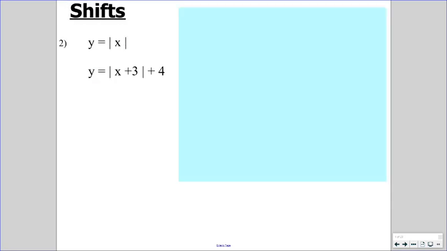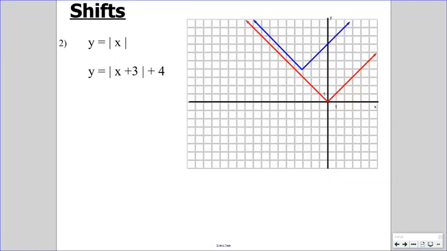So you try number 2, graph the absolute value parent function and then its transformations. Pause the video and come back when you have finished that and check your answers.